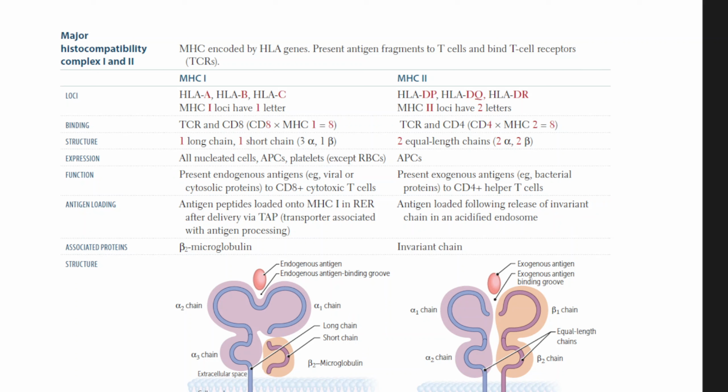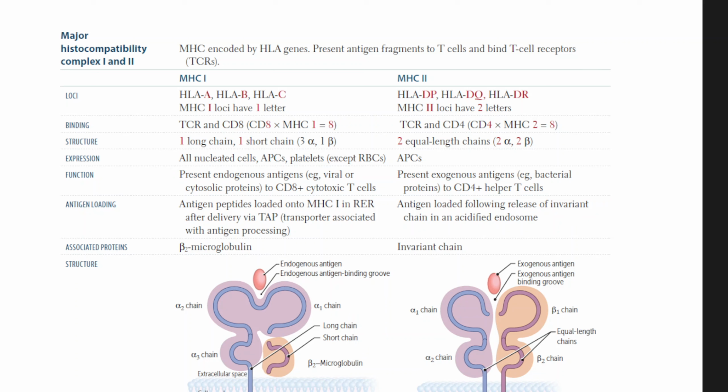So the proteins known as the major histocompatibility complex molecules are involved in antigen presenting, where they display peptide fragments to T cells. The human version of the major histocompatibility complex is called the human leukocyte antigen, or HLA complex.